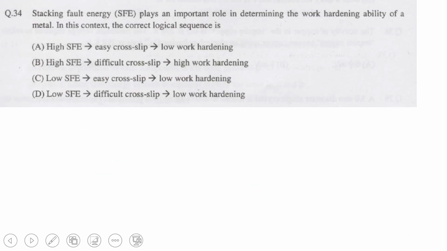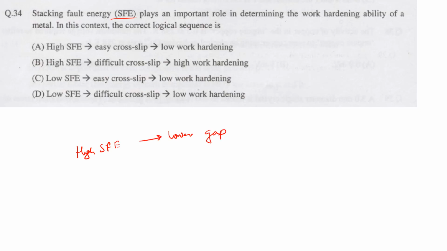Next, high stacking fault energy, high SFE, plays an important role in determining the work hardening ability of a metal. In this context, the correct logical sequence is: high SFE means a lower gap between the stacking faults, right? So lower gap means easy movement. So high SFE, easy cross slip, yes, it will be there. Then lower work hardening. So I think option A should be correct, but let us see options B, C, D also.